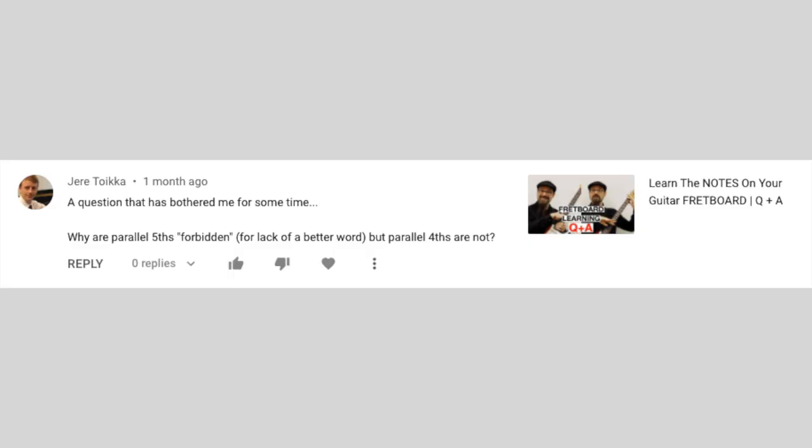A question that has bothered me for some time. Why are parallel fifths forbidden, for lack of a better word, but parallel fourths are not? Fantastic question. There are 2 answers to that. Well, actually 3. The first one is that, as you know, they're not really forbidden because people were using them anyway. But yes, they are totally discouraged in classical, common practice period music. Today you can do whatever you want, there's no problem.